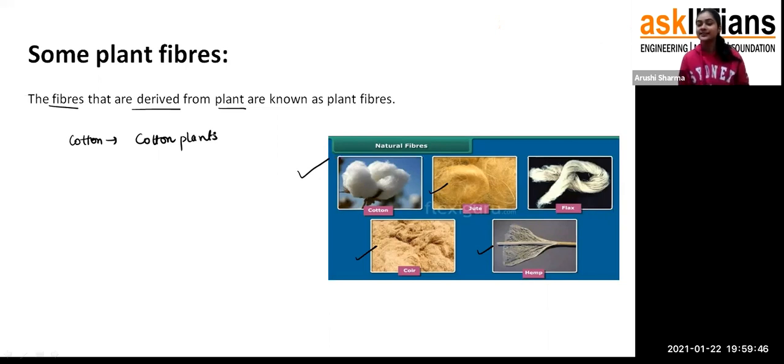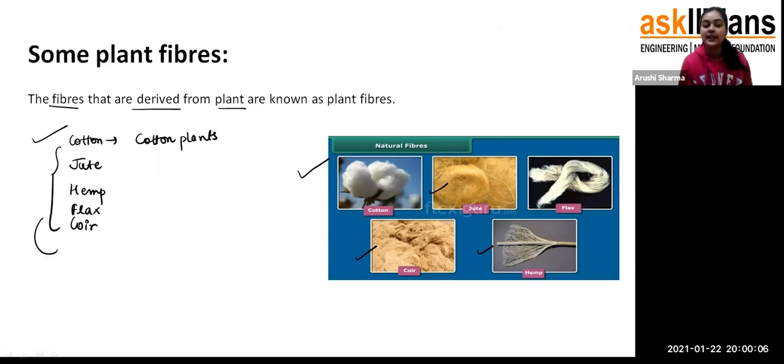Got my point? So now if someone asks you what could be the examples of natural fibers, my dear students, you have so many examples right now. It's not just cotton, we have so much. Cotton, jute, hemp, flax, coir. We get these from different parts of the plants or directly from the plant. We call them plant fibers, and by getting those fibers we convert them into fabric and then we prepare different kinds of material.